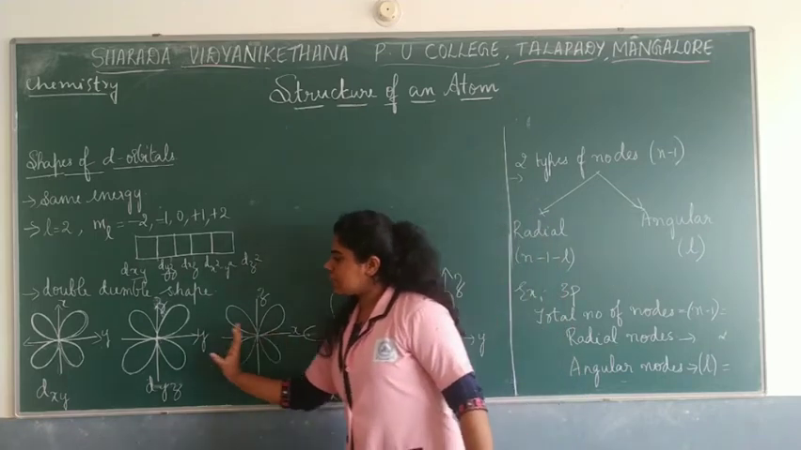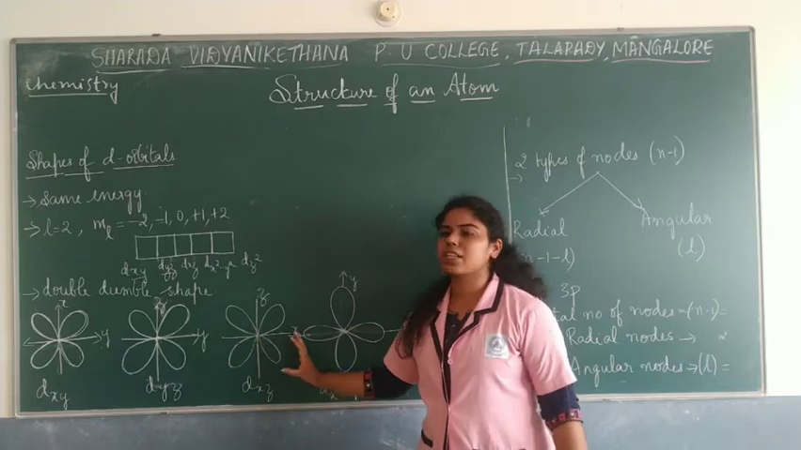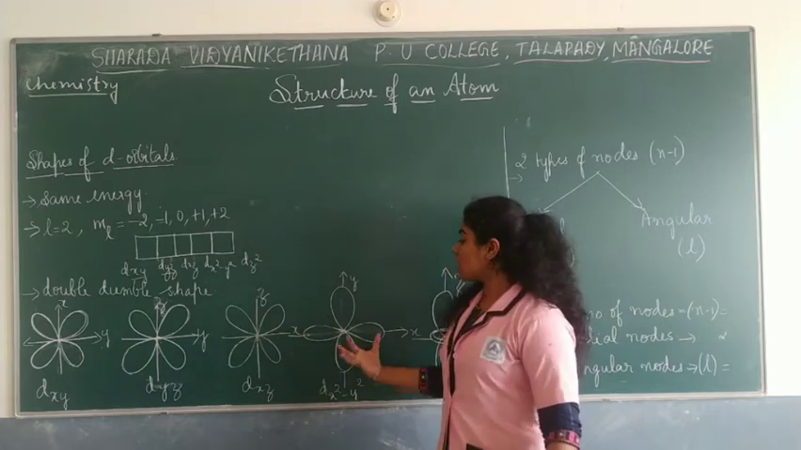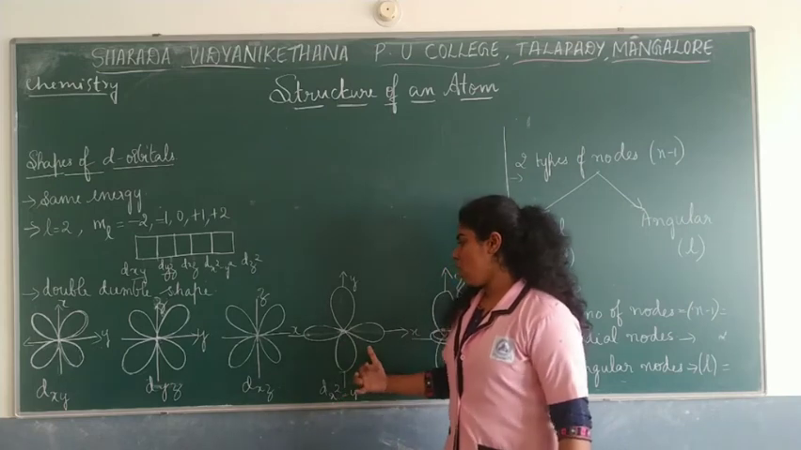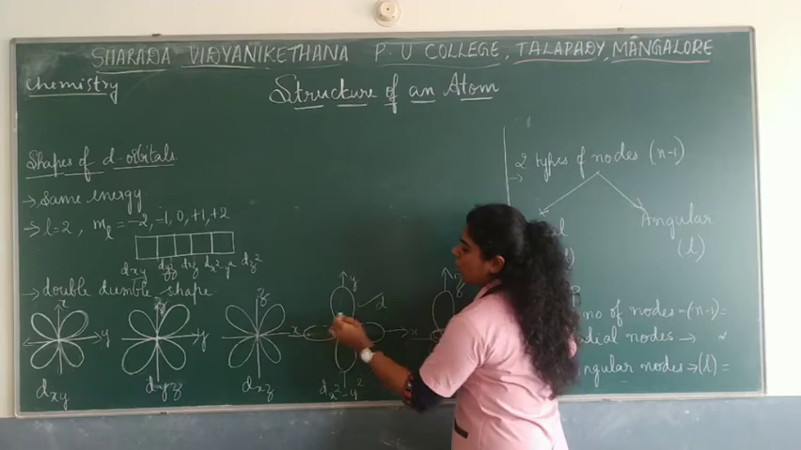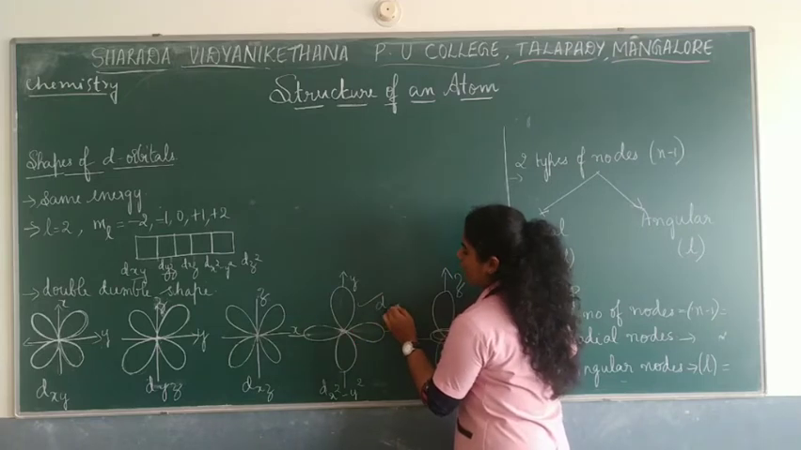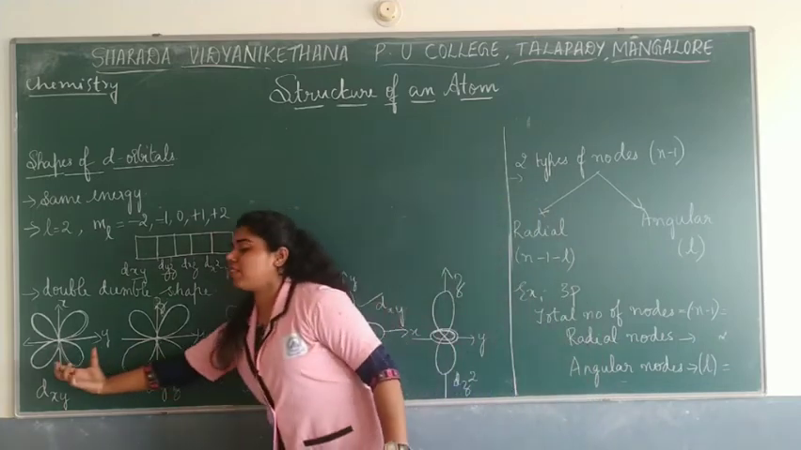Now, so these are almost similar to each other. The shapes of these orbitals are almost similar. Talking about this dx square minus y square, which is the fourth orbital, here it is exactly equal to your dxy orbital. This will be similar to your first orbital itself.